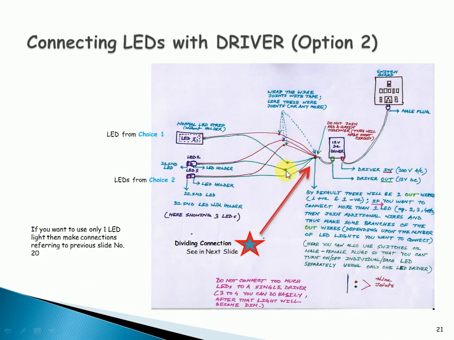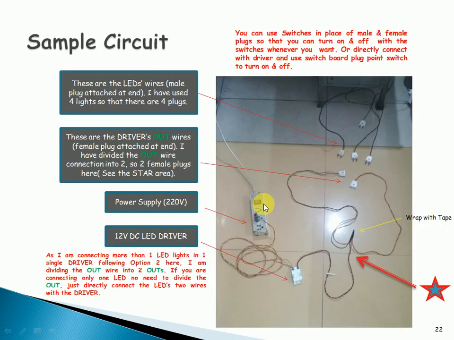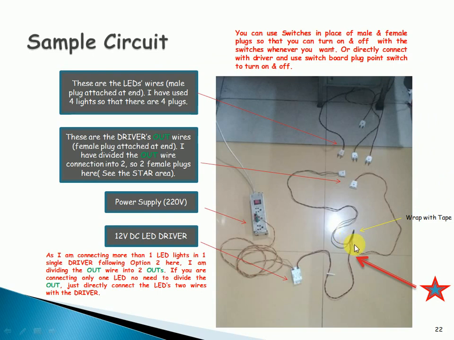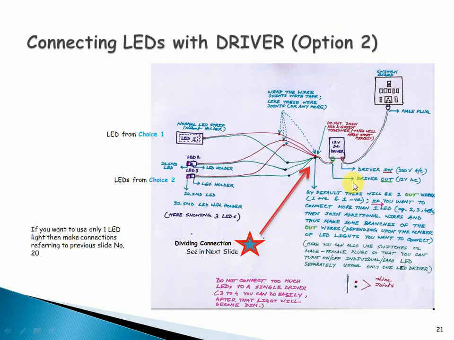I made it 3 here, so I am not using the third one here. Here I have done 2 divisions, while in the diagram there are 3 divisions. So what I have done is I have just divided the connection here, and you can see I have not directly connected the LED wires with the driver's outputs. Just see the previous image. If you see the diagram, this is directly connected.